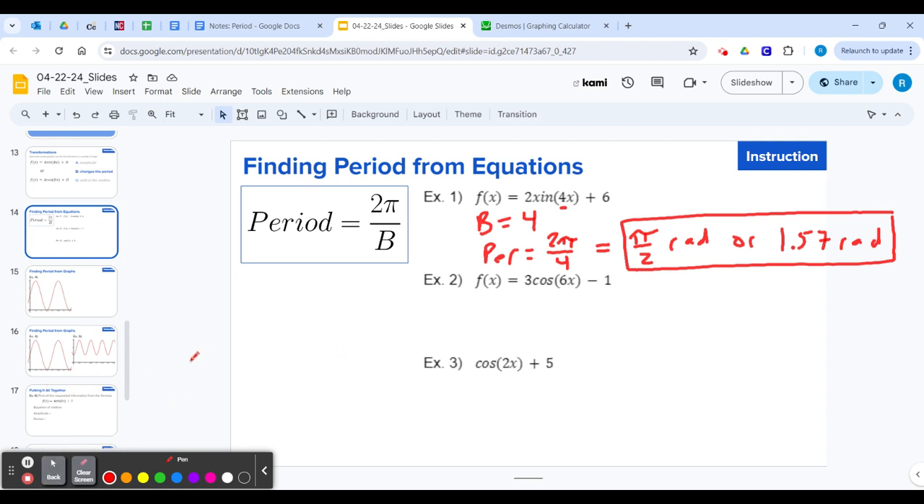So example 2, it's all about finding that B coefficient. So that B coefficient in example 2 is 6, so B equals 6. So that means that period there is equal to 2 pi over 6.